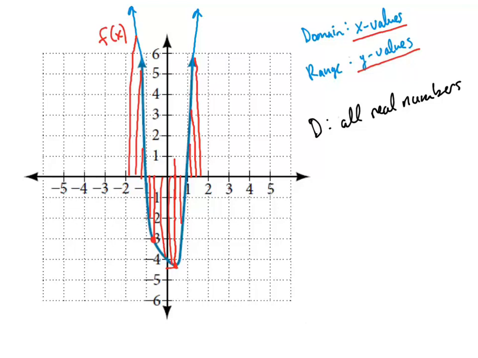And we want to write this in something called interval notation. If you took college algebra, you saw how interval notation works. So for all real numbers, we're going to say negative infinity to positive infinity.